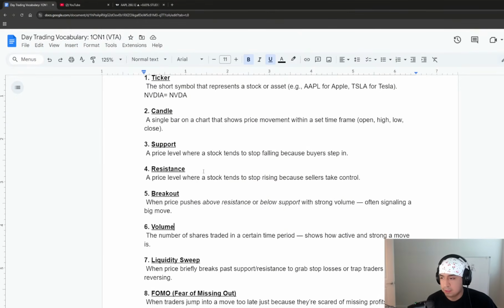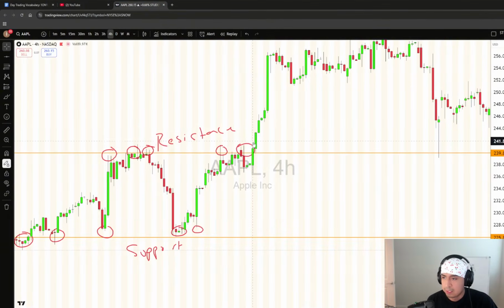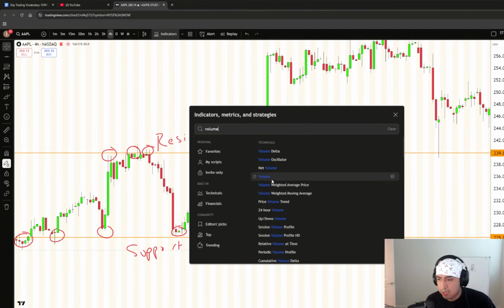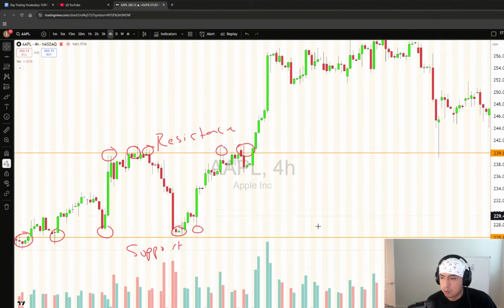Now number 6, volume. The number of shares traded in a certain time period shows how active and strong a move actually is. So if we go over here back on the chart, and let's look at this big volume move. What we're going to do here is go on the indicator tab and search up volume. In the volume section, you can see it's going to be the fourth one. Click that, and you have green and red bars at the bottom.